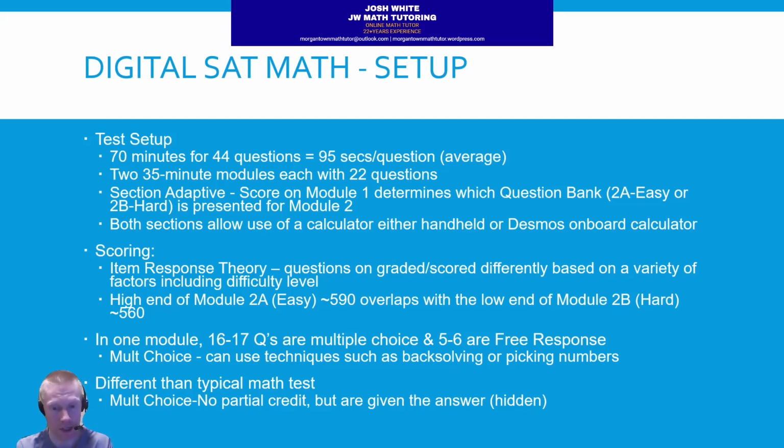So a lot of people have mentioned or talked about doing poorly intentionally on the first module so they get the easier second module, but it turns out that will not necessarily cause you to get a higher score, because the minimum from module 2B is right around the same ballpark as the maximum you can get for module 2A.